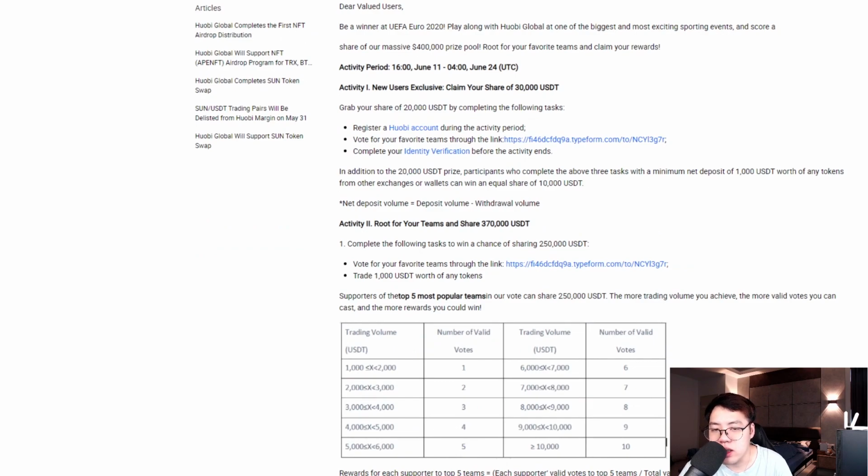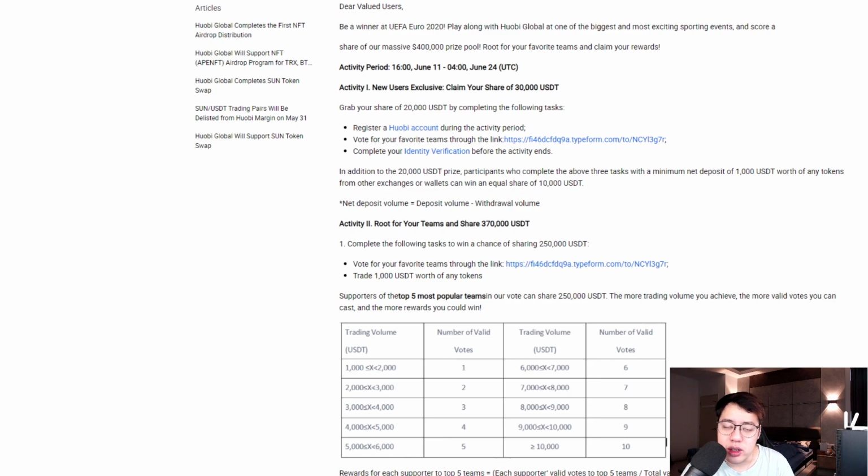Okay, for existing users, it's very simple. Existing users is the activity tool. You need to root for your own teams and share the 370,000 USDT. So this 30,000 and this 370,000, so it's a total of 400,000 USDT. Right now, what you need to do is just trade 1,000 USDT worth of any tokens. Let's say if you have 1,000 USDT in your trading account, it can be spot trading, it can be perpetual trading.